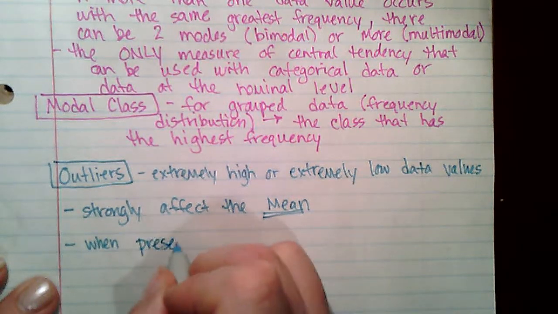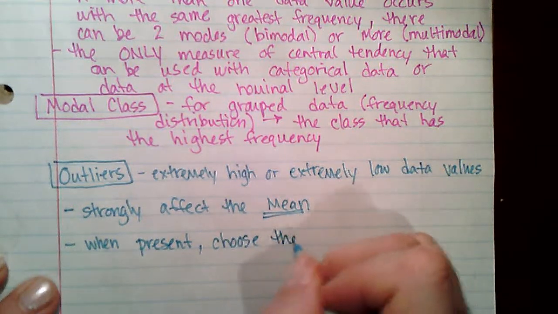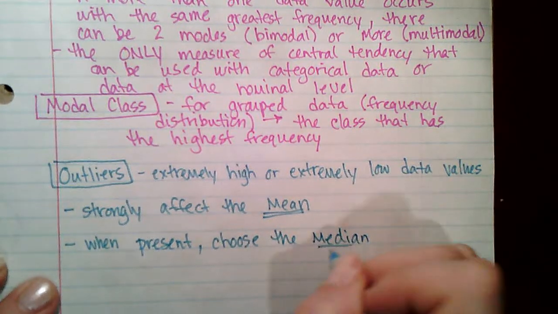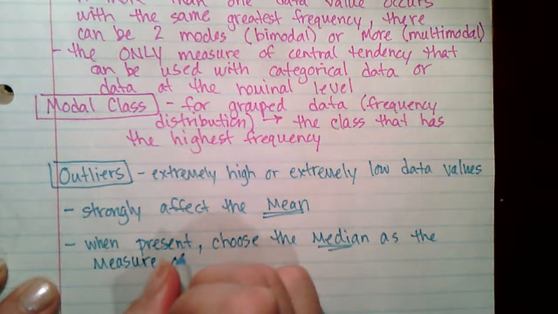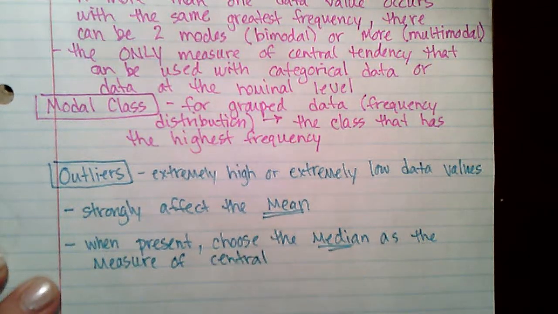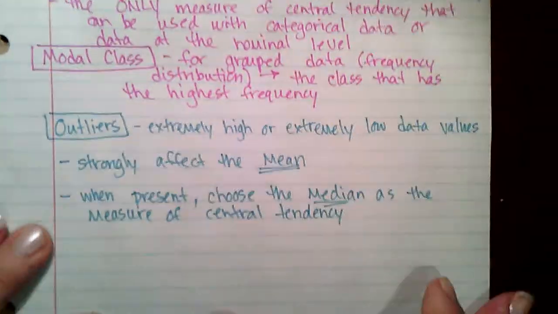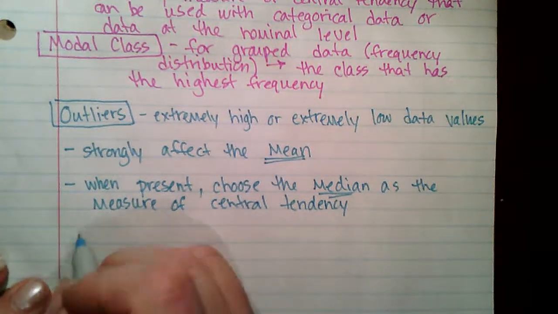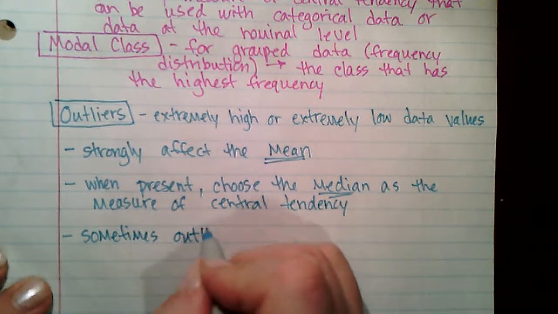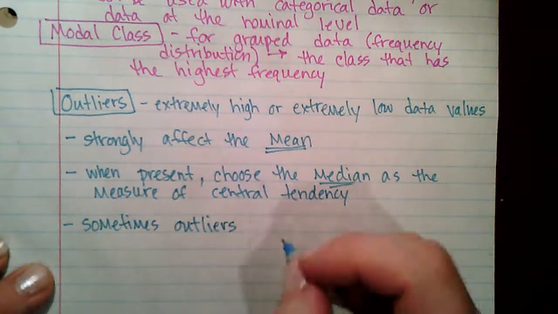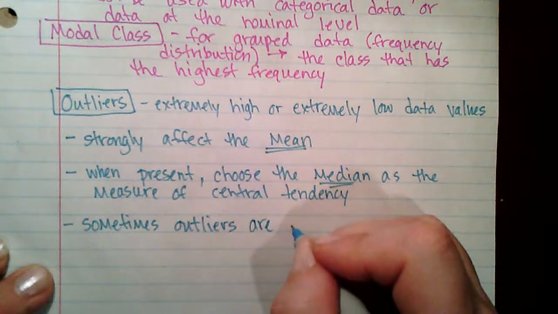When you have an outlier, you should choose the median as the measure of central tendency to best represent the data. Because it doesn't matter how big the highest value is and how small the lowest value is, the middle is still the middle. Sometimes outliers are actually valid data. Like there's just one piece of data, one measure that's really, really significantly higher or lower than the rest.